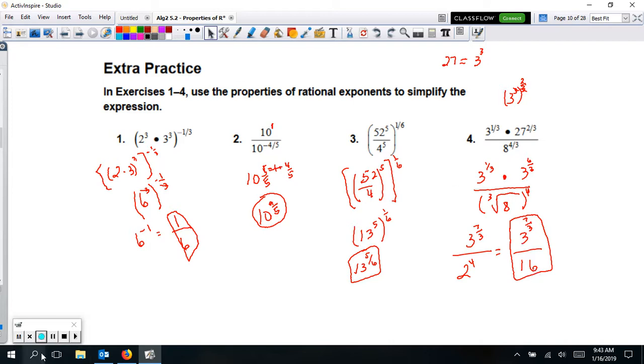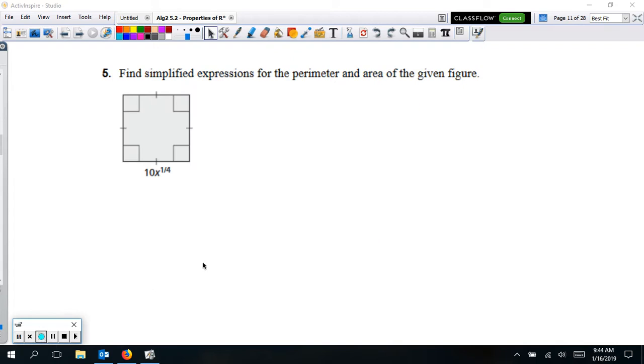All right, let's move on to number 5. In problem 5, we want to find the simplest expression for the perimeter and area for the given figure. So this given figure is a square, as you can tell. The sides are all the same, and the angles are all the same. So that definitely is a square.